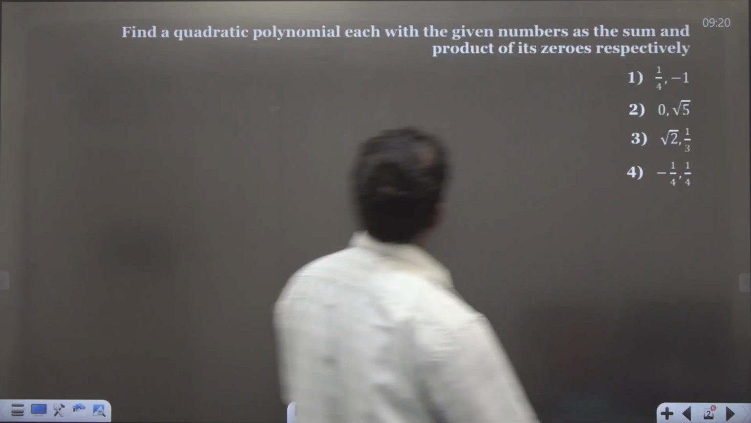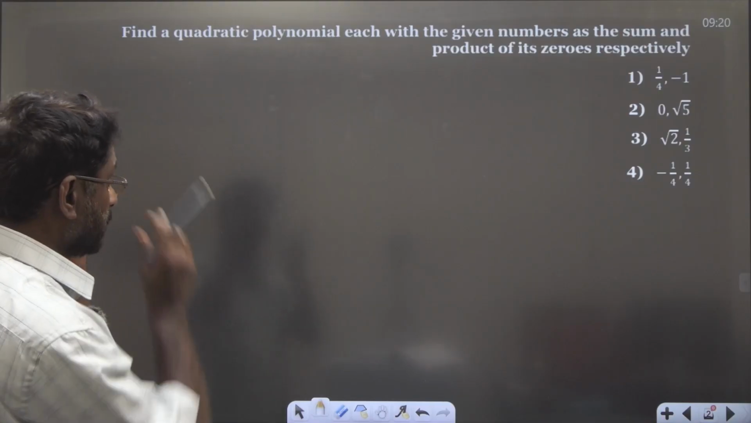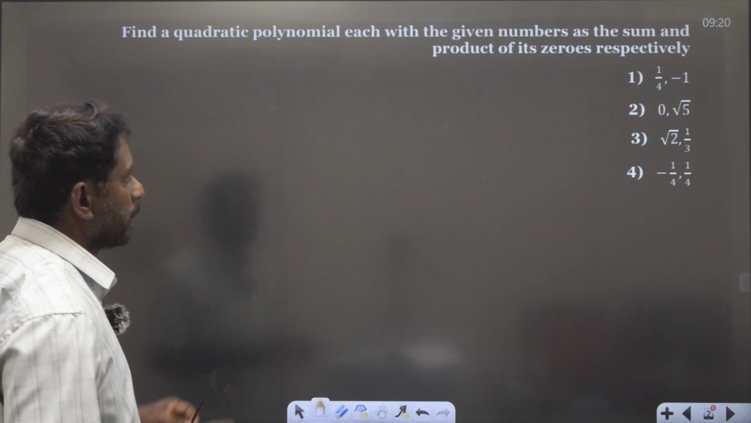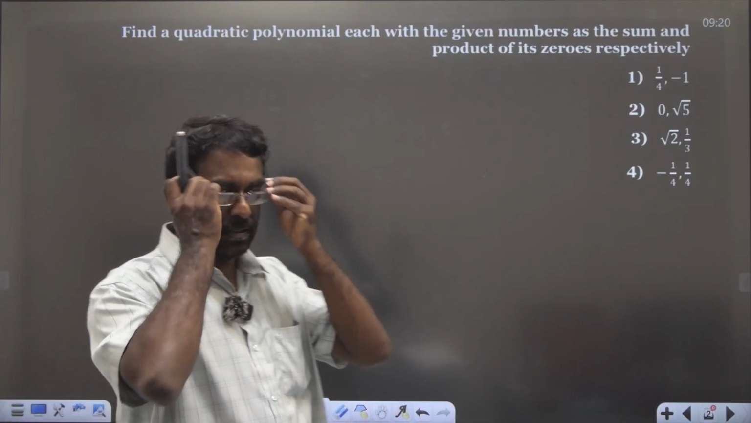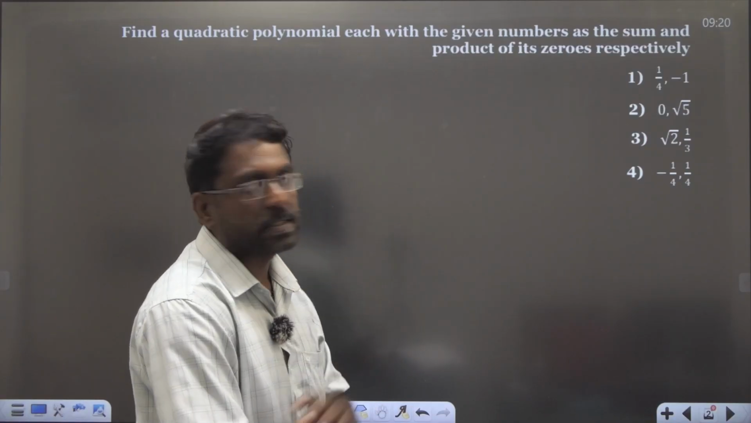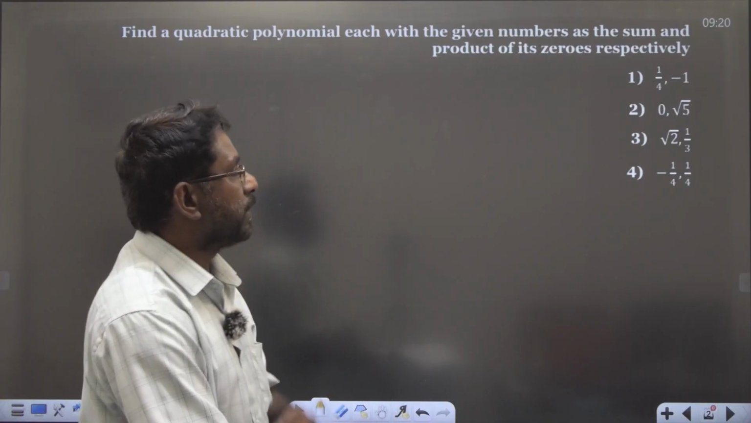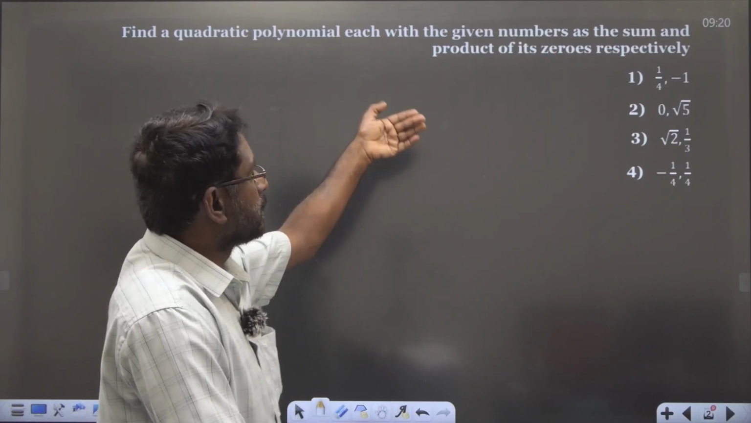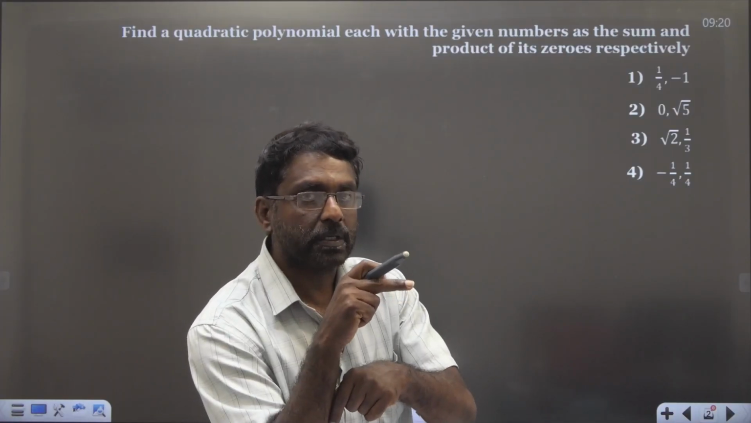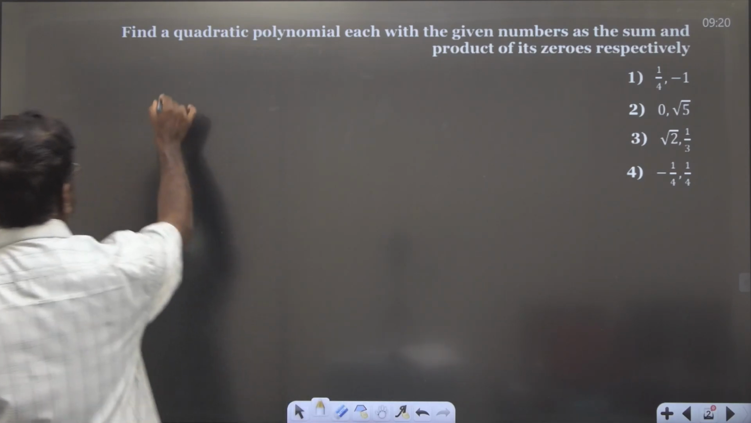What's the next question? Yes, some more questions. Find a quadratic polynomial, each with the given numbers as the sum and product of its zeros respectively. This is just a reverse question. In previous questions, the quadratic polynomials were given and we had to find the zeros of the polynomial. In this question, the zeros are given. We have to find the corresponding quadratic polynomial, right? Reverse question.